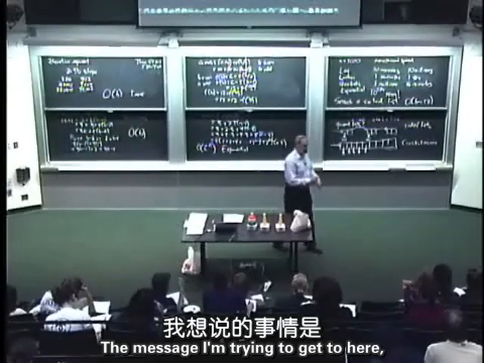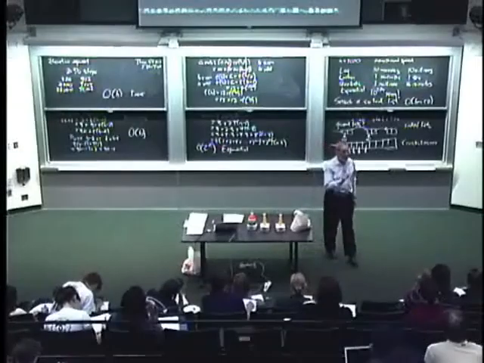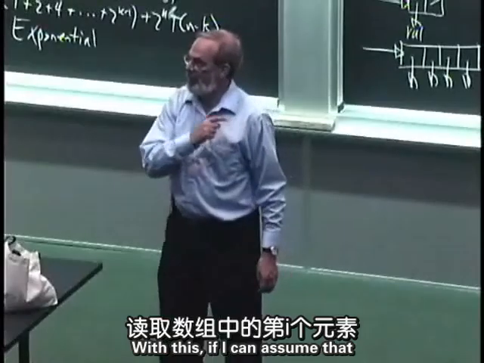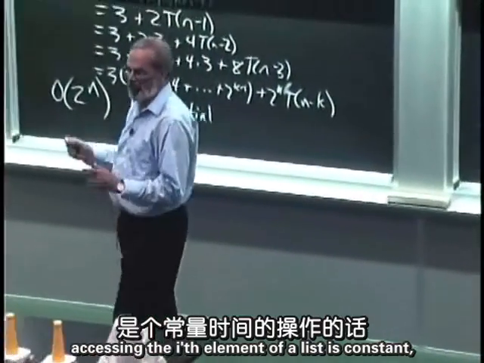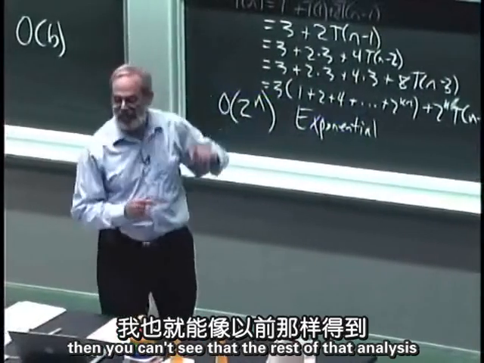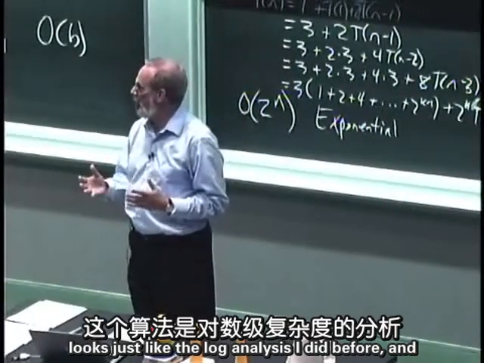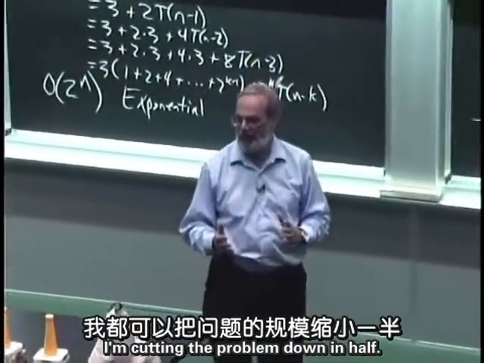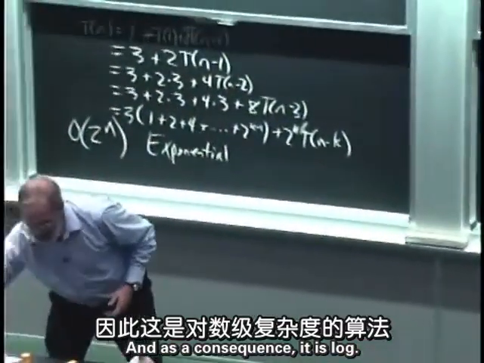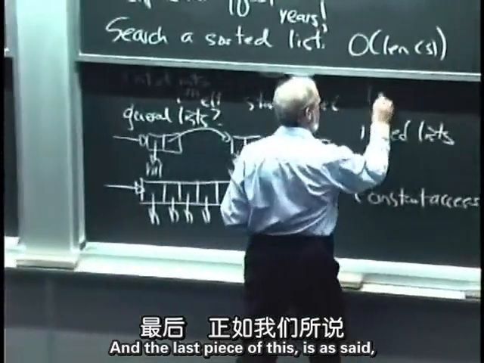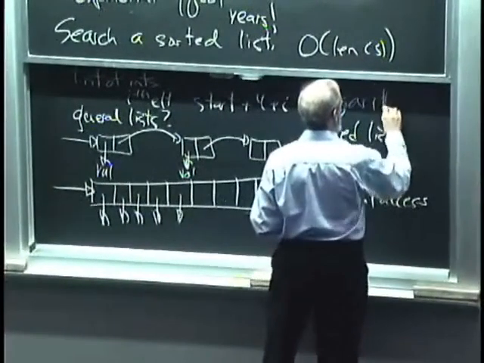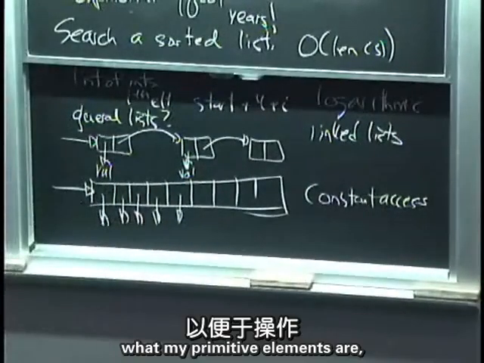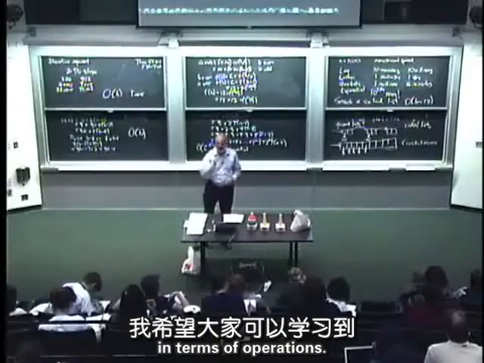The message I'm trying to get to here, because I'm running you right up against time, is I have to be careful about what's a primitive step. With this, if I can assume that accessing the ith element of a list is constant, then you can see that the rest of that analysis looks just like the log analysis I did before. At each step, no matter which branch I'm taking, I'm cutting the problem down in half. And as a consequence, it is log. But the last piece of this, as I said, I have to make sure I know what my primitive elements are in terms of operations.